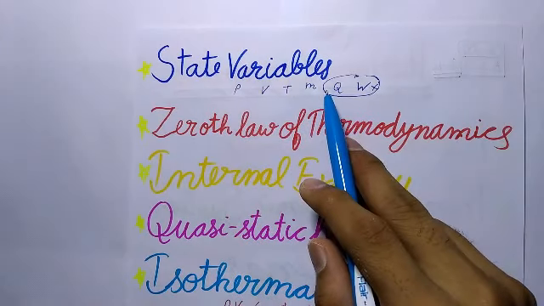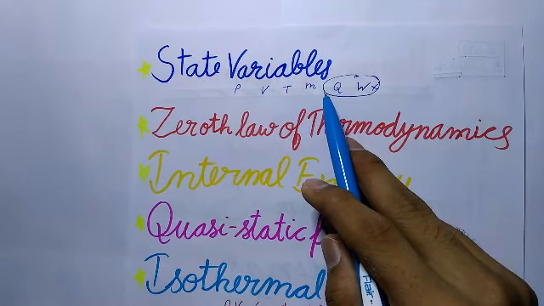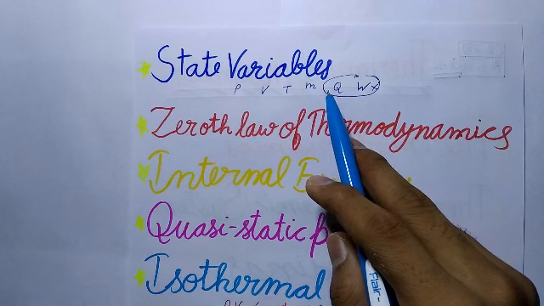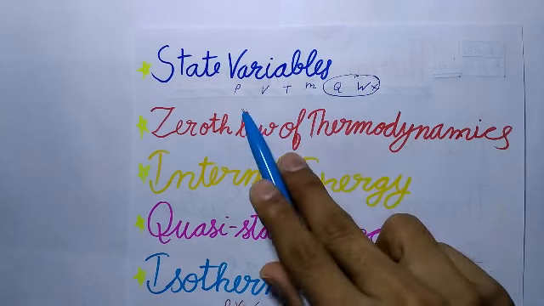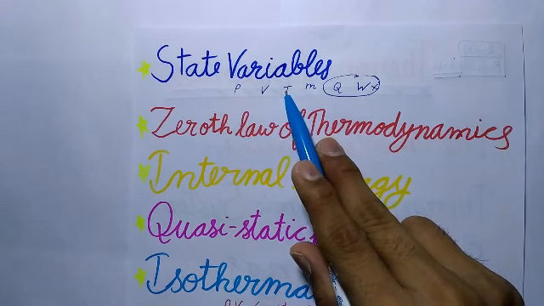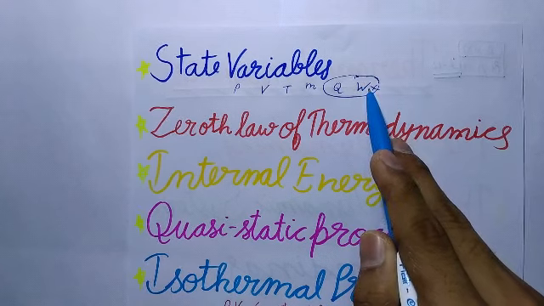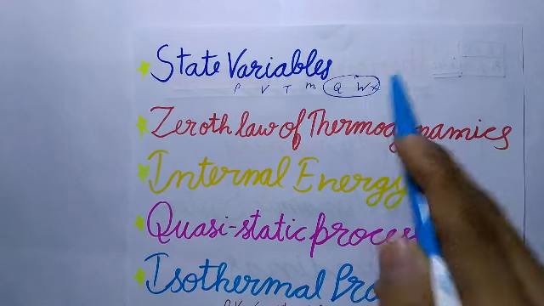Now, state variables. The macroscopic quantities which are used to describe the equilibrium state of a thermodynamic system are called state variables. The value of a state variable depends only on a particular state, not on the path used to attain that state. Pressure, volume, temperature and mass are state variables, and heat and work are not state variables.